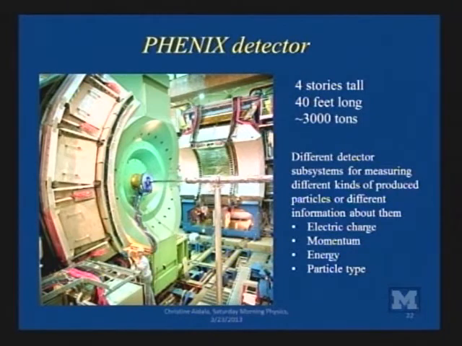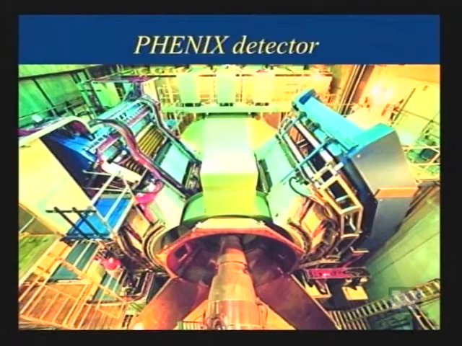So here's one picture of the PHENIX detector. It's about 4 stories tall, 40 feet long. It weighs about 3,000 tons. We have different detector subsystems for measuring different kinds of produced particles or different information about those particles, such as the electric charge of the produced particles, their momentum, their energy, what types of particles they are. Here's a view from a platform on the top, looking from the top. This photo actually was on the cover of the Physics Today magazine a few years ago.